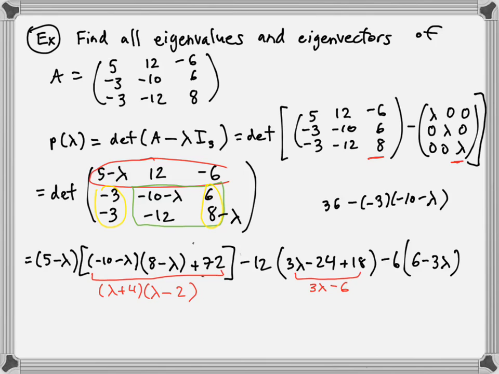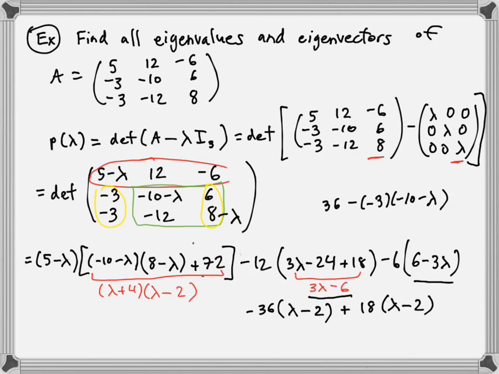Can't I pull a 3 out of this right here? If I pull a 3 out of that, then I end up with the following: negative 36 times lambda minus 2. And I notice I have a lambda minus 2 in the first, a lambda minus 2 in the second. Notice here that if I pull out a negative 3, I get the following: plus 18 times lambda minus 2.